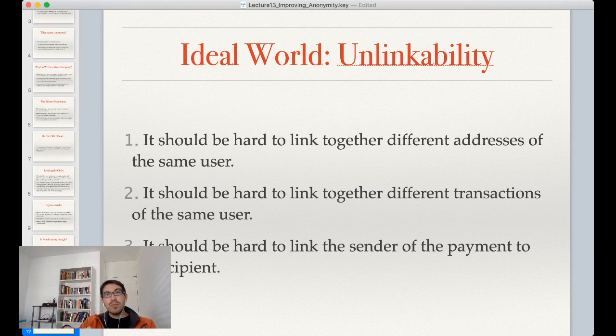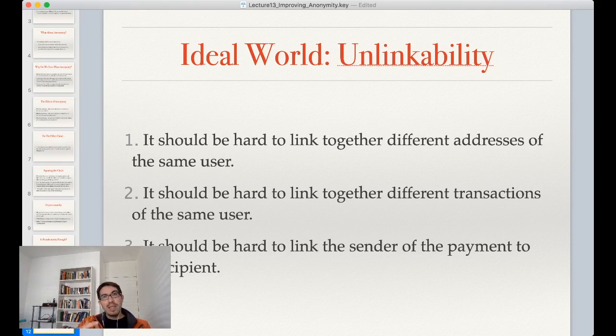So, how do we do that? In our ideal world of unlinkability, there's really three things that we want. So for the same user, it should be hard, computationally difficult. Remember again, if you have the powers of the entire universe behind you, many of these things are possible. But we want to make it hard or computationally infeasible to do these things.